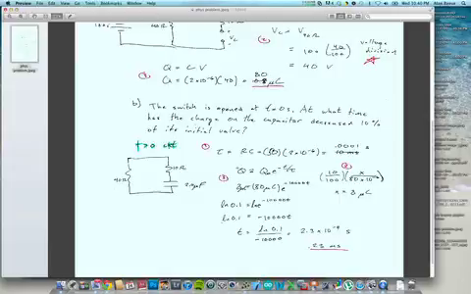And then we use this equation, which is derived from Kirchhoff's loop law, and plug in the values for which the charge changes from the initial charge, and we solve for t, and we get 0.23 milliseconds.